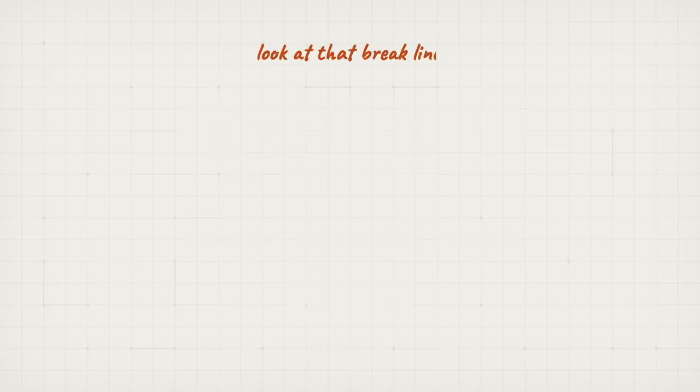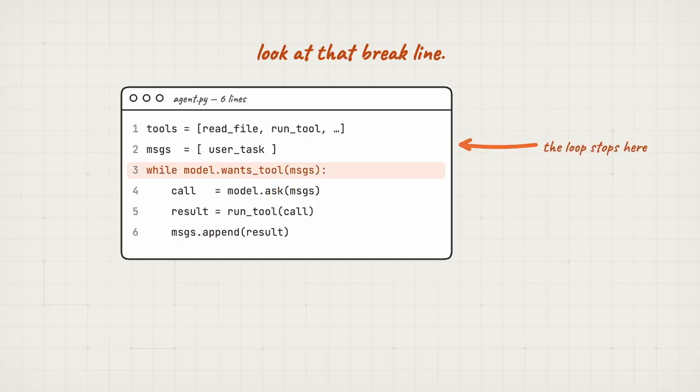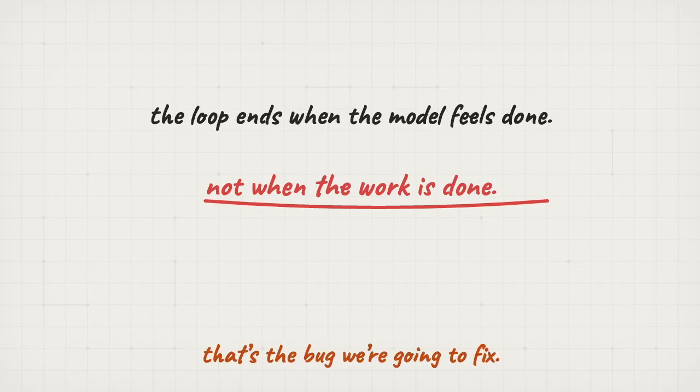Now look at that break line, because that's where the loop stops. And when does it stop? It stops the moment the model stops asking for tools. Read that again. The loop ends when the model feels done, not when the work is done. And that's the problem we are going to fix.